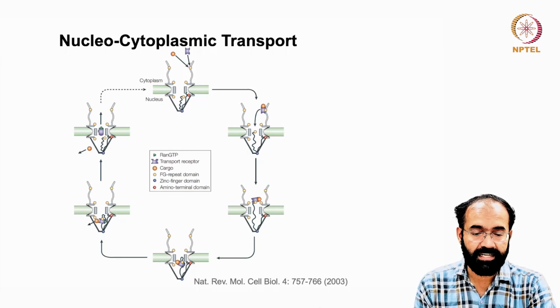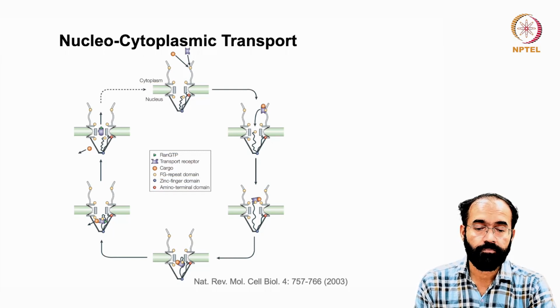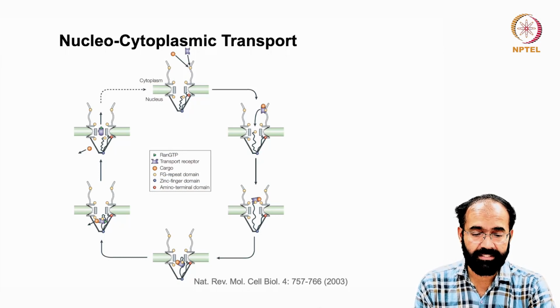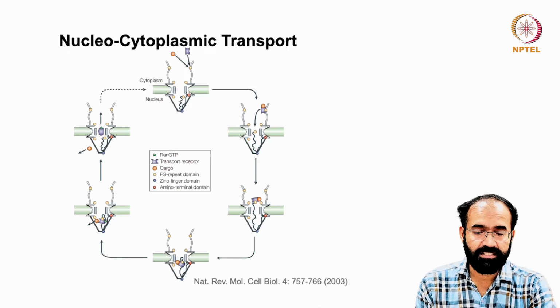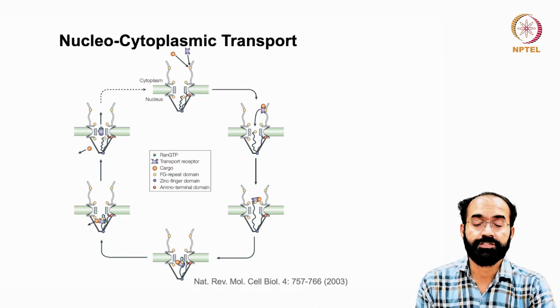What are that? Transport receptor and the cargo. They are binding here in one of the FG locations. And then what happens? They will get swiveled into the lumen, or into the cavity or the opening of the gate. And there, as soon as it is swiveled, it will be recognized by another FG protein.